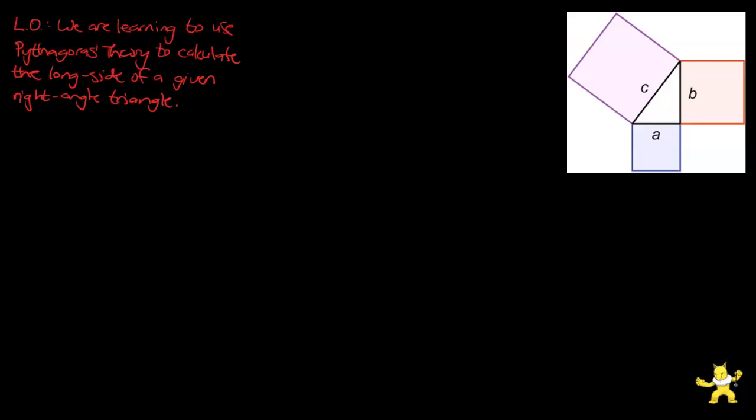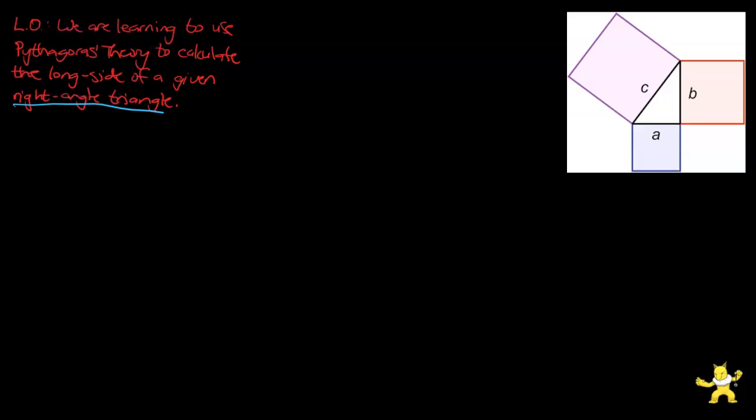Guys, Mr. Bowman here. Today's learning objective is in red, and we are learning to use Pythagoras' Theorem to calculate the long side of a given right angle triangle. So we know all about right angle triangles, and I suppose the new part is Pythagoras' Theorem. We need to know about that, and we need to know what I mean about the long side of the triangles.